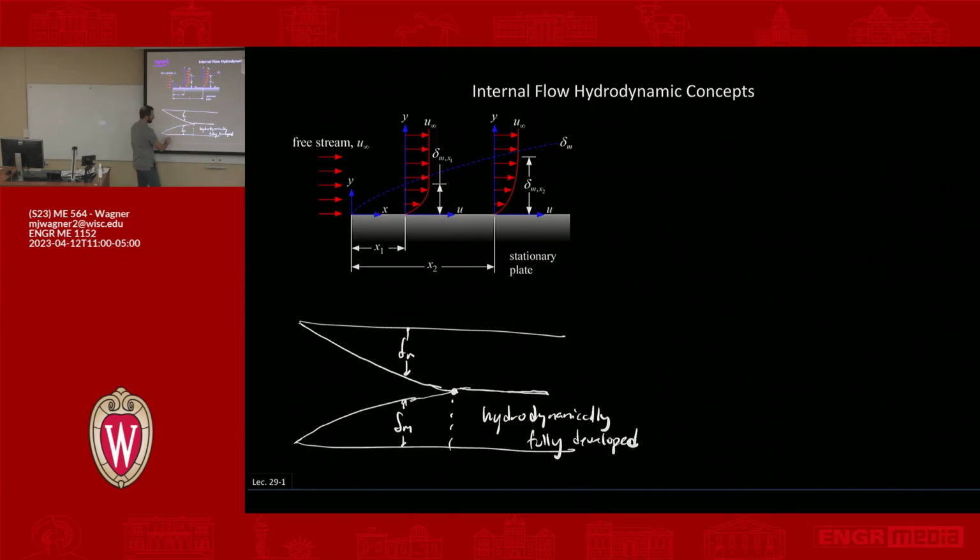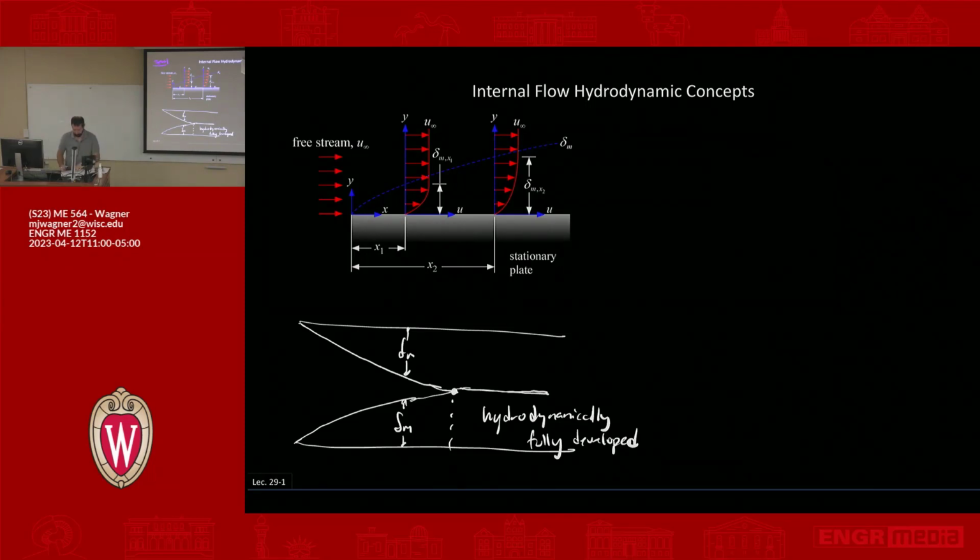Once you're fully developed, stuff will stop changing, right? There's no longer anything causing shear stress to be a function of position. Shear stress is going to be based on the same delta M, so that stops changing. It's fully developed in that if I pick any point beyond this cutoff and look at the shear stress, it's going to be the same value. That's really the definition of internal flow. At some point, you're fully developed.